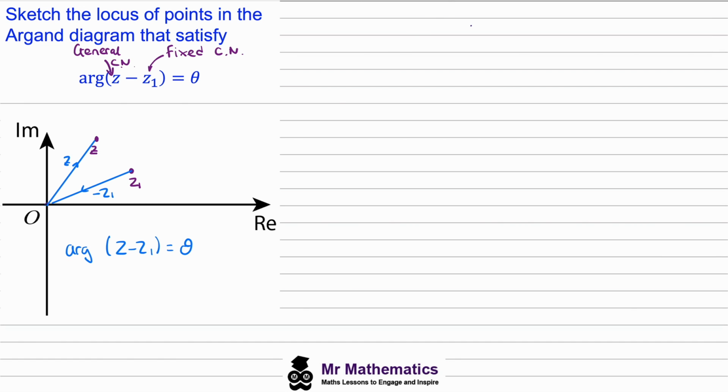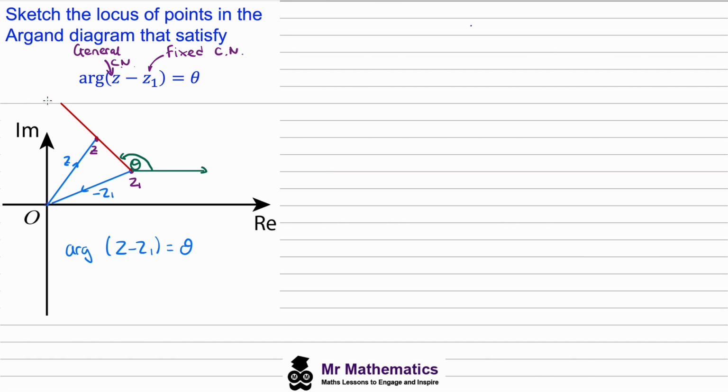But we know that theta must always come from a direction which is parallel to the real axis. So theta must come anti-clockwise in this direction. So then the locus of a point from z must always be along this line. For instance, if its location was here, well, it would still have a displacement of z minus z1, and the argument from a direction parallel to the real axis would still be theta.